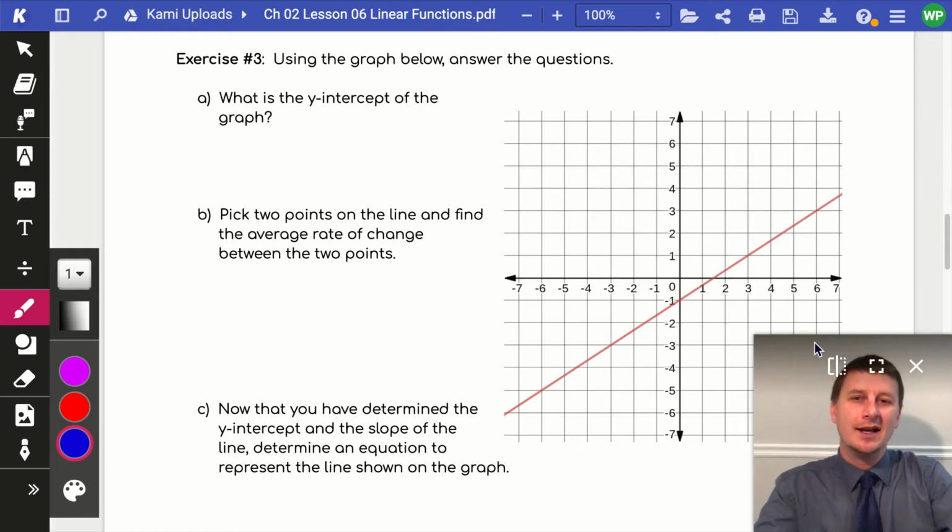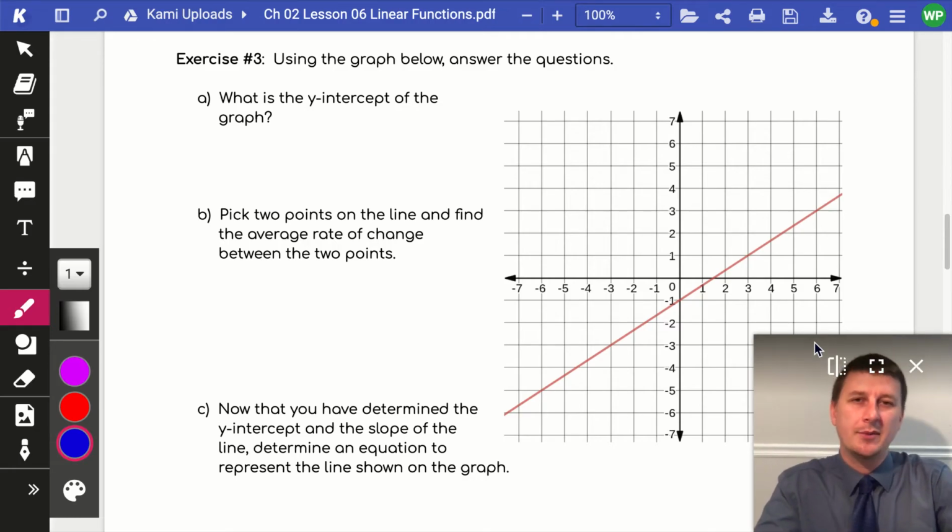Algebra 1. And in this lesson specifically, we're going to finish up our look at linear functions before an entire chapter on linear equations. So, leading into that, let's look at this graph below to answer the questions. What is the y-intercept of the graph?